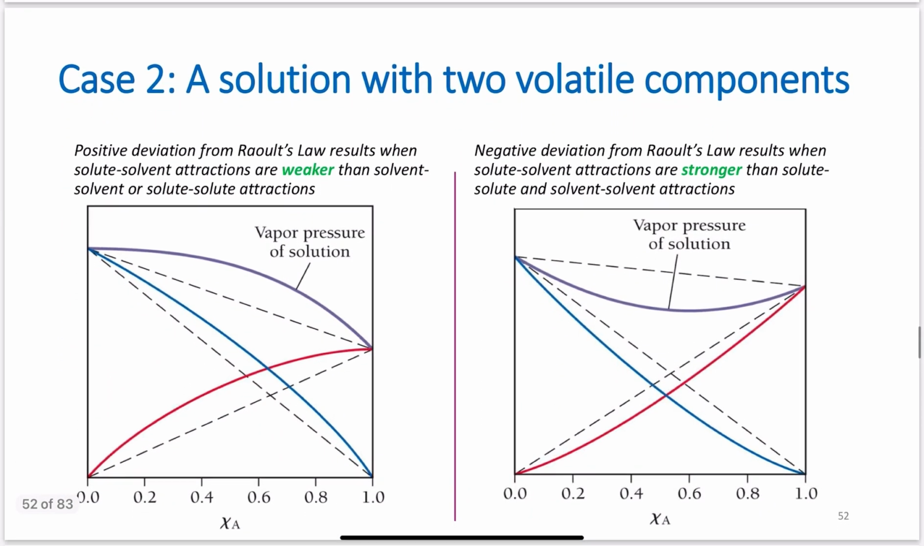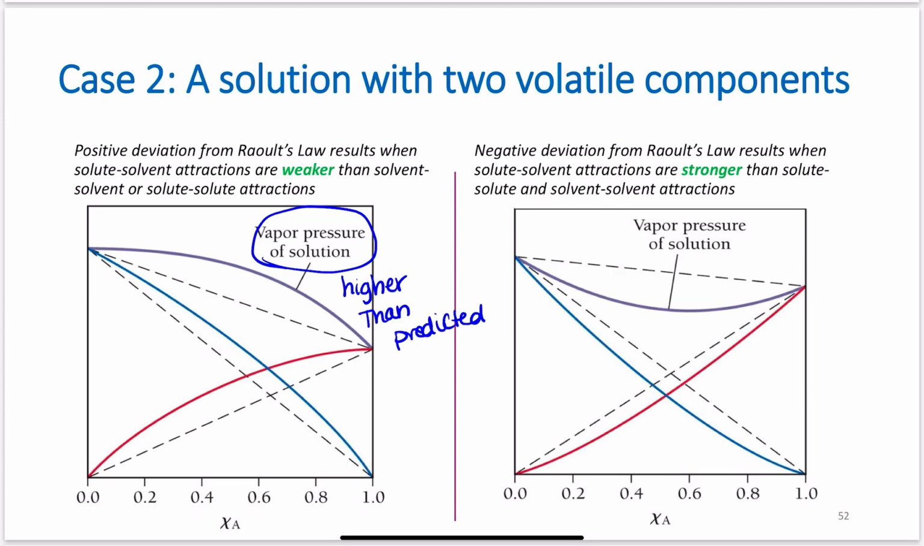We can observe deviations from Raoult's law, and you are responsible for these deviations, and I need you to understand why and be able to explain it yourself. So we can see a positive deviation, positive meaning that the vapor pressure of the solution is higher than predicted. Positive deviation results when the solute-solvent attractions are actually weaker than solvent-solvent or solute-solute. Basically, we have a higher vapor pressure than we expect. What that means is it's easier for those particles to escape solution and go into the vapor phase.